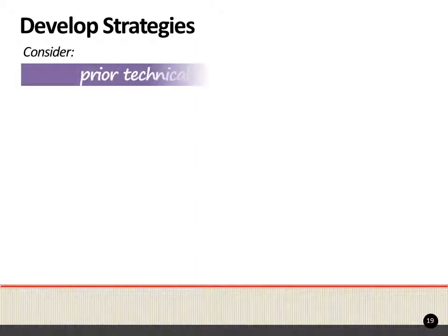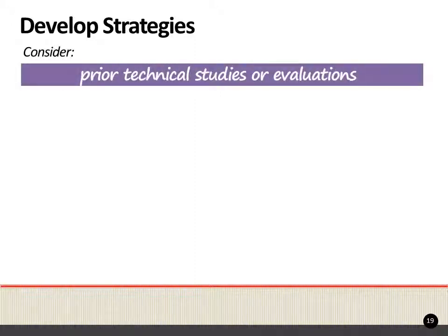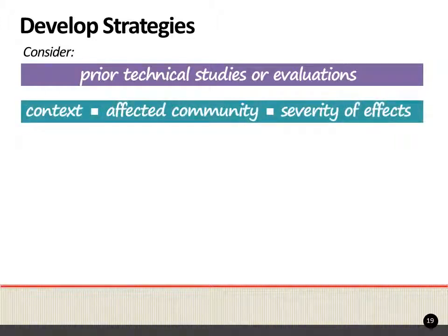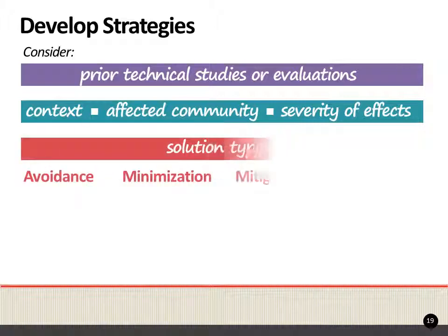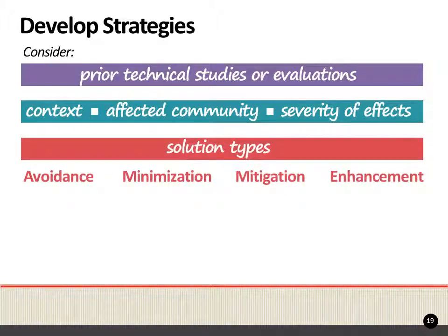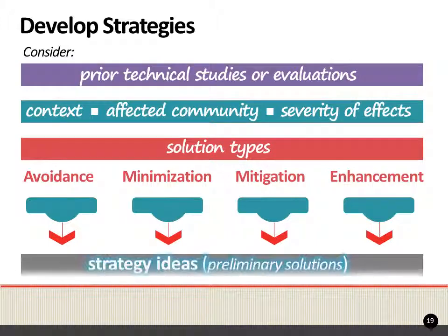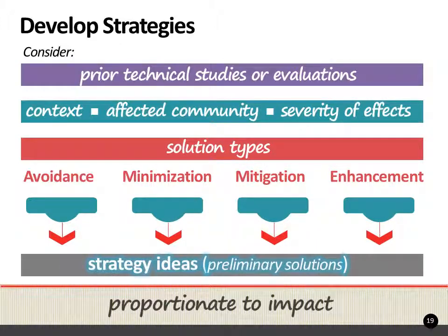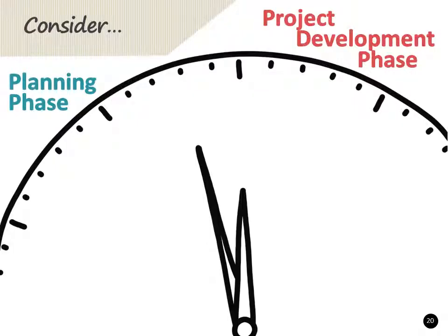Consider any strategies identified in prior technical studies or evaluations of the project, what you have learned about the project context, affected community groups, and the severity of effects, and the range of solution types. This should help stimulate a range of strategy ideas. Also keep in mind that strategies should be proportionate to the potential level of impact on the affected community. Strategies will differ in character and detail depending on the project phase.